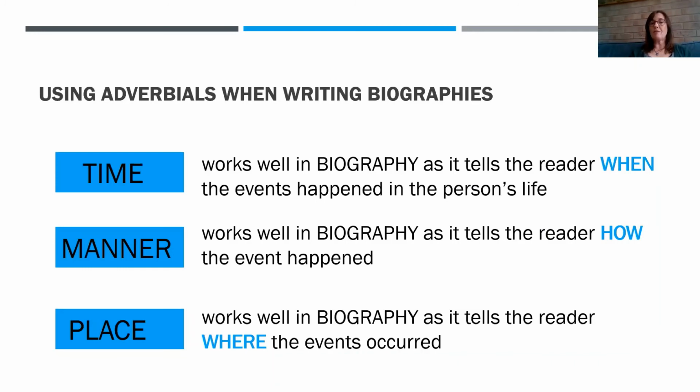Place works well in biography as it tells the reader where the events occurred. So you might like to have a go when you're writing your biography of including, specifically thinking about adverbials of time, manner, and place. As we know from the previous text that we've looked at, the Ernest Shackleton text, there were 3 examples that used reason, that explained why as the adverbial, but they are less common. So when you're writing yours, think primarily about using adverbials of time, manner, and place.